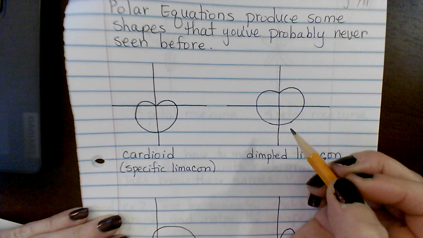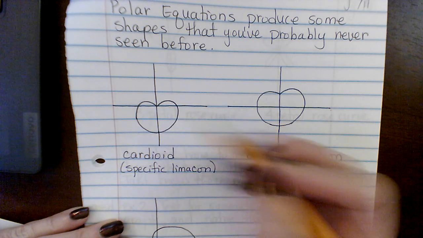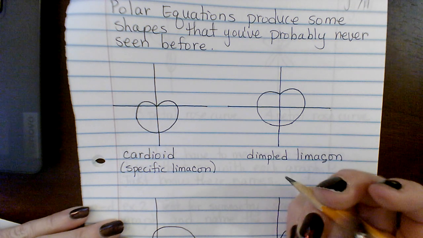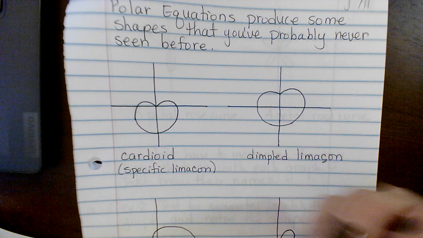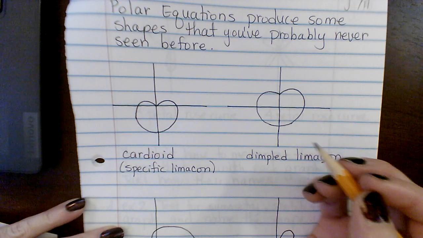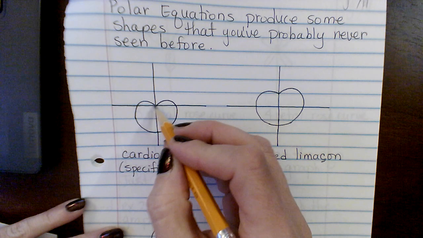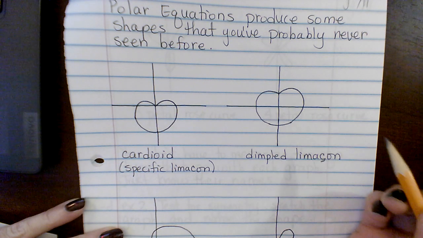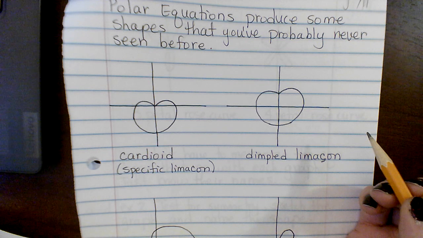It's called a cardioid. It is named as such because it kind of looks like a heart, right? Have you ever heard of cardiac as referring to the heart? That's where this term comes from. Now, if this little cardioid's little tip right there is away from the origin, then it has a different name. It's called a dimpled limaçon.